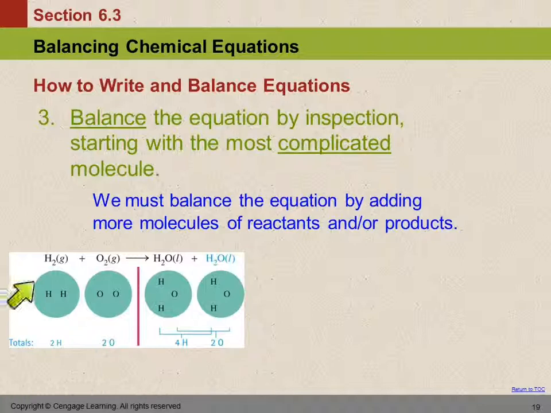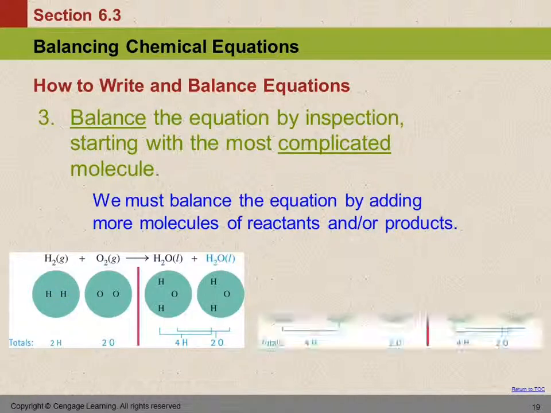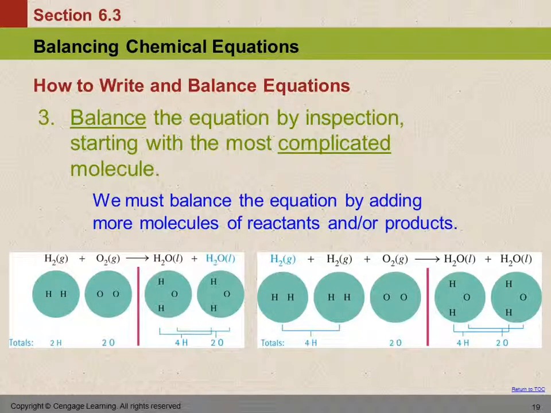So if we look at this here, we were short on oxygens in our product, so if we add another water molecule, now we've got the right number of oxygens. We've got 2 oxygens, but now we messed up the hydrogens. Now we've got too many hydrogens. So then we add something else. That means we need to add more hydrogens over here. And you keep doing that, just adding what you're short of until you end up with things balancing.